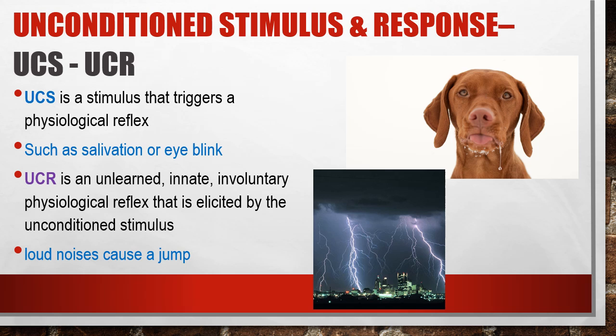The UCR, the unconditioned response, is unlearned. It's innate, meaning you're born with it. It's involuntary, meaning you really can't stop it. It is a physiological, again, meaning a biological reflex. It is elicited, meaning it's brought out by that unconditioned stimulus. So, for example, a car backfires and you jump. Maybe you squeak a little. A really loud noise like thunder, lightning, it could cause you to jump. That is a natural biological response.